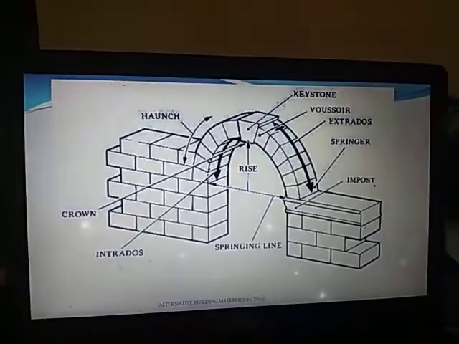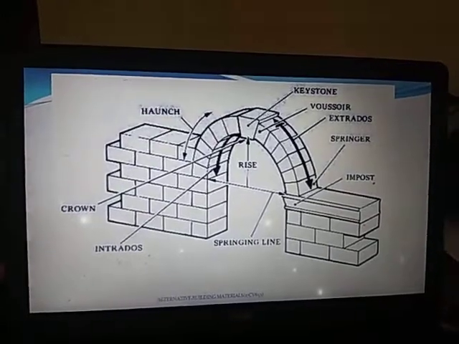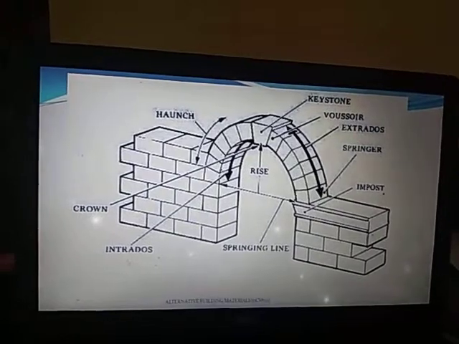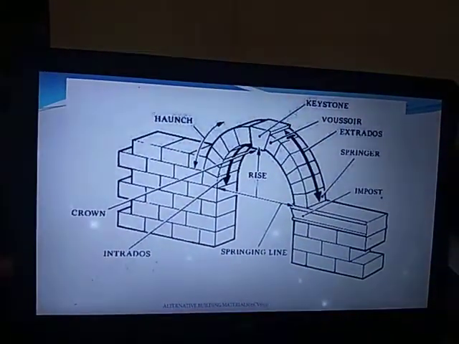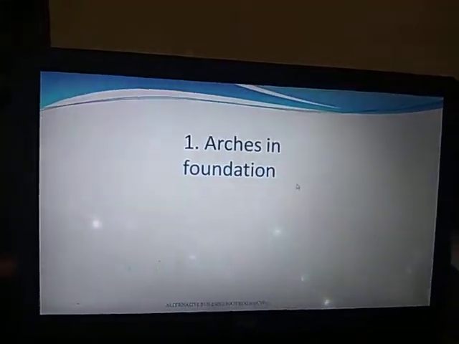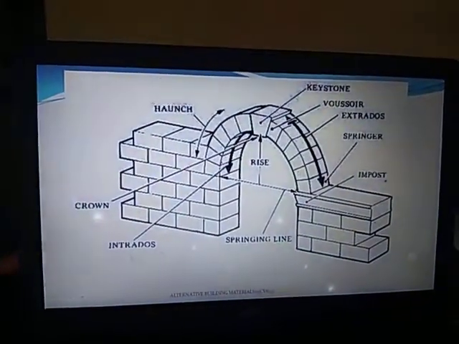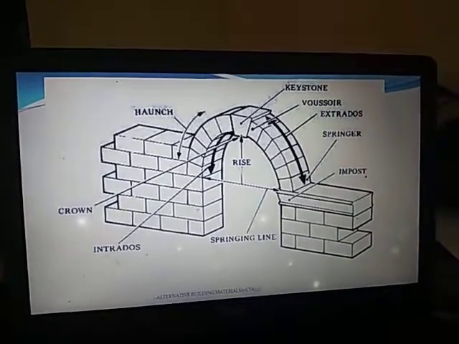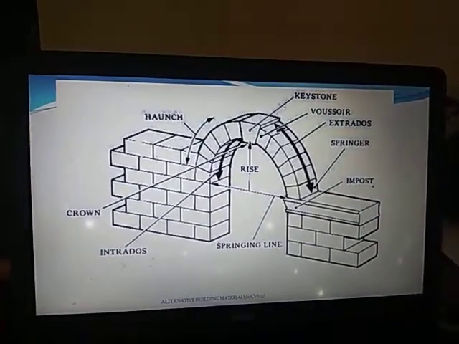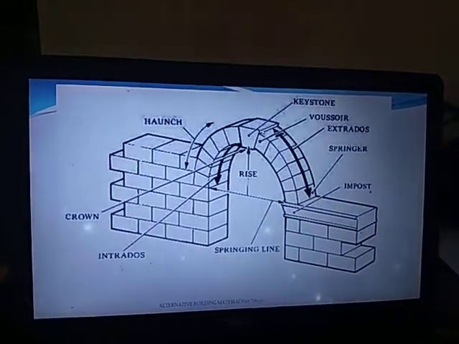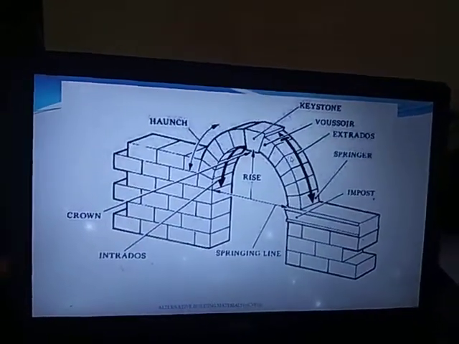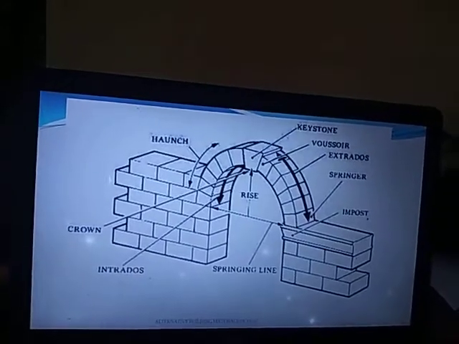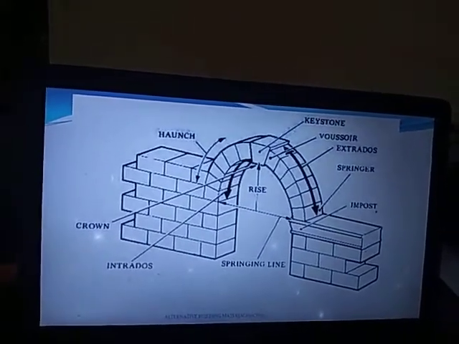Next, briefly I'll explain the elements or geometry of arches. First one, intrados, that is the inner curve of the arch. Next is extrados, that is the outer curve of the arch. And voussoir, that is a wedge shaped unit forming the course of an arch.